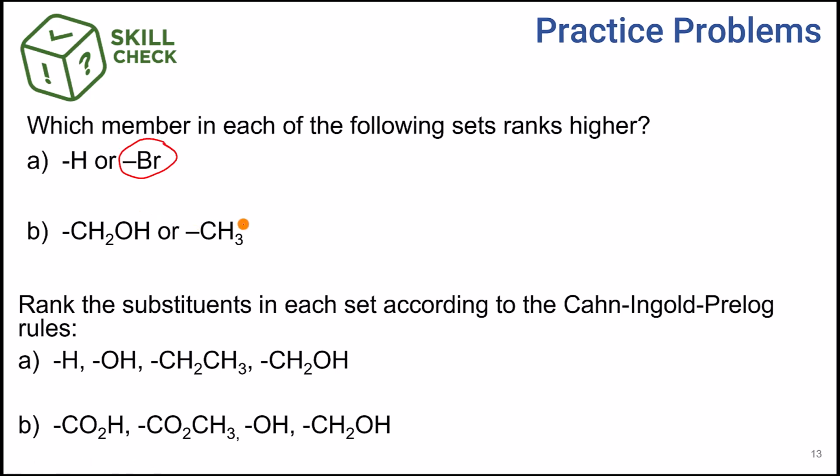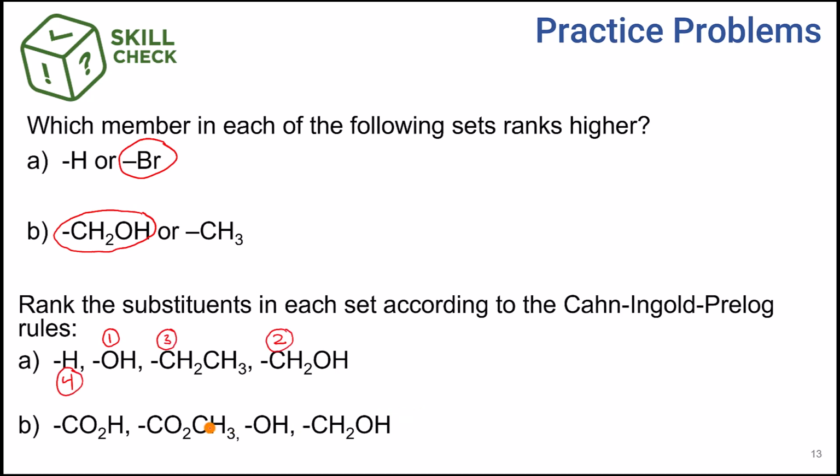For CH2OH versus CH3, I have a C with 3 H's versus the C with 2 H's and an O. That one is higher. And then if we rank these groups, H is 4. I have an OH, a C, and then a C to O. This one will be 1. The C to O will be 2. C to C is 3.